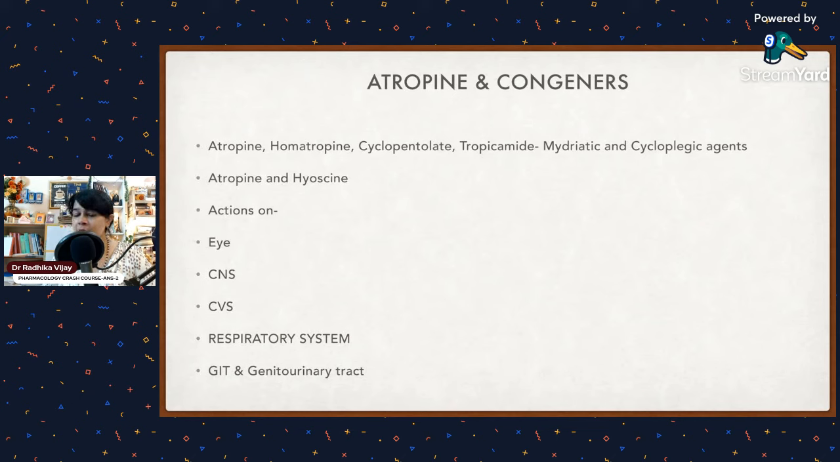Another drug, glycopyrrolate, is very useful as pre-anesthetic medication, and that is how it decreases the secretions and the reflex bronchospasm, especially during the general anesthesia.